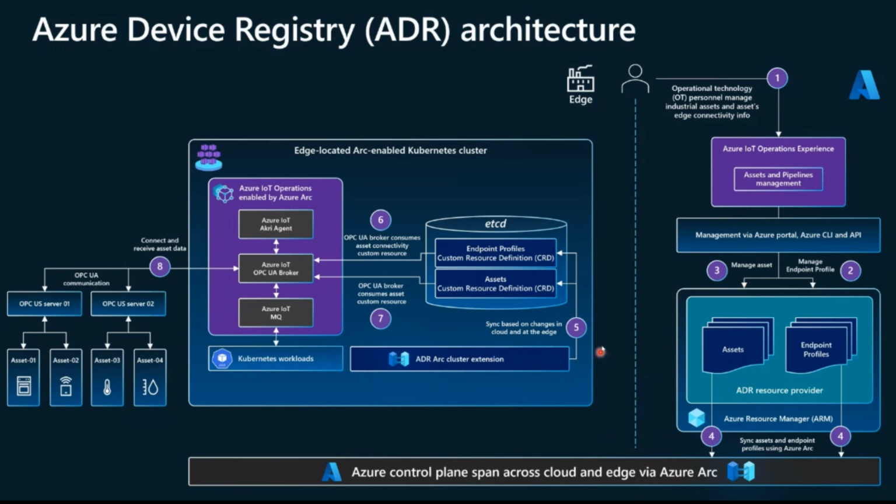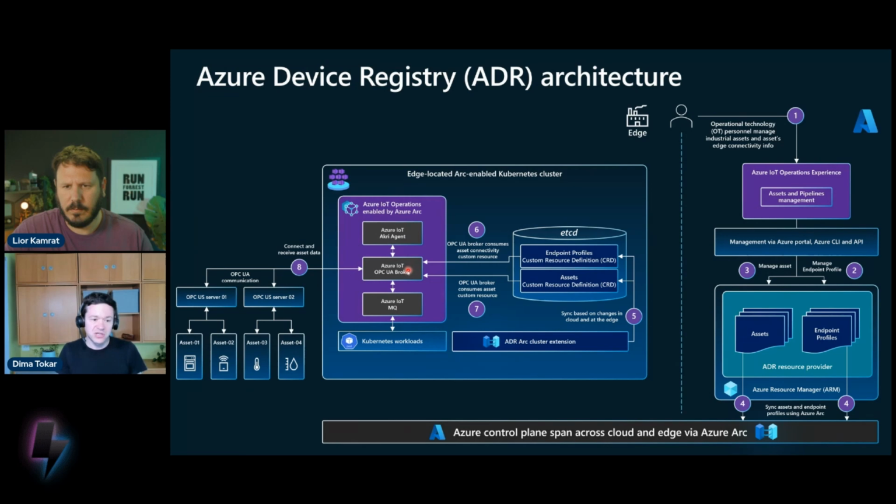If we go to step 5 here, you see that the assets and endpoint profiles we saw on the right in the cloud are represented as custom resources, which are native, comfortable things for the Kubernetes-native environment. Finally, as we look at the various components of Azure IoT Operations at the edge, these are leveraged to, for instance, connect to an OPC server and get data from a specific asset. Gotcha. So I have a question here, Dima.